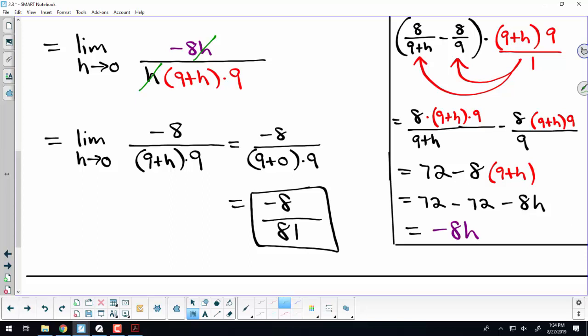Yeah. So I think everything's pretty clear so far, except for the part where we got negative 8h. I'm not sure how we got to that. This part here in the box. Yeah, how we got to negative 8h.